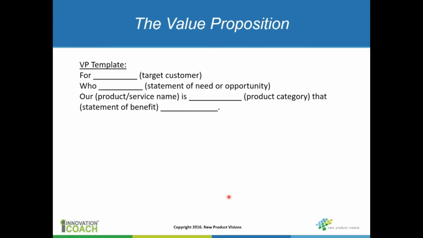A key part of the 9 building blocks is the value proposition. And this is a simple template for the value proposition. I would say that in many cases, this is a difficult thing to do the first time you've tried to do it. It really gets to the heart of why customers actually buy your product, and does everybody in the organization understand that? This is really the essence.